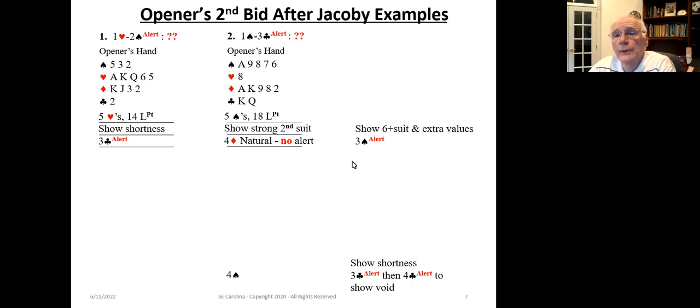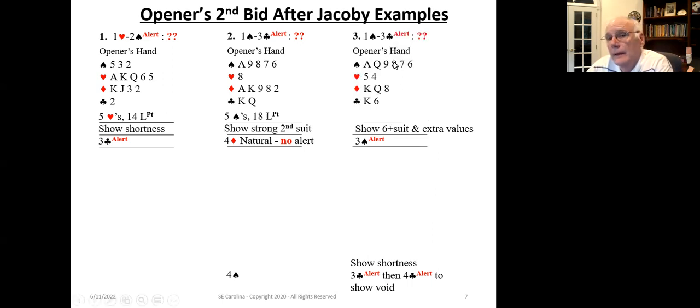Let's look at the third example here. In this example, it's again in spades. The partner initiated Jacoby by bidding 3 clubs. We've got 6 spades and 16 plus length points. Okay, 16 plus length points is extra values. So we're going to make a priority 3-level bid. What we're going to do is show our 6 plus card suit and extra values, and we do that by bidding 3 spades.